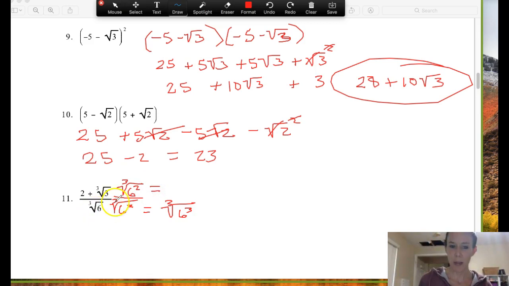So when I do it to the bottom, the cube root of 6 squared is what I'm going to multiply by. That gives me the cube root of 6 cubed, and the cube root and cube cancel, and I get 6 on the bottom. That eliminates the root, the radical. Now let's do the top.